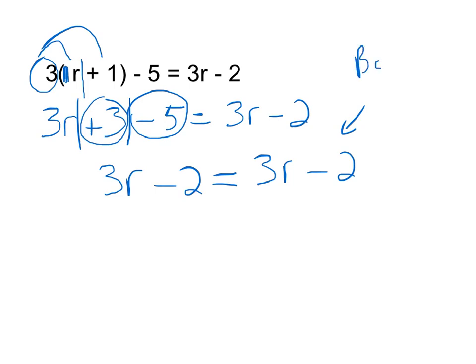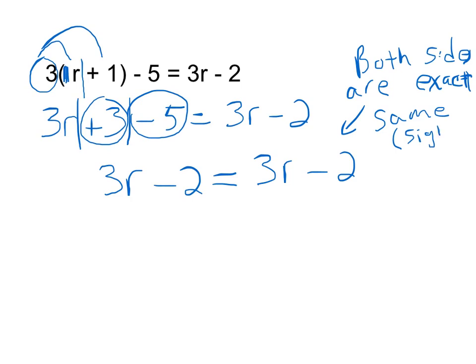I want you to make a point in your notes that both sides are exactly the same, right? And it's really important that we pay attention to the signs, okay? It's a positive 3r, it's a negative 2. So even the signs are the same. But I don't want you to stop there. Again, we still have to solve for the variable r.